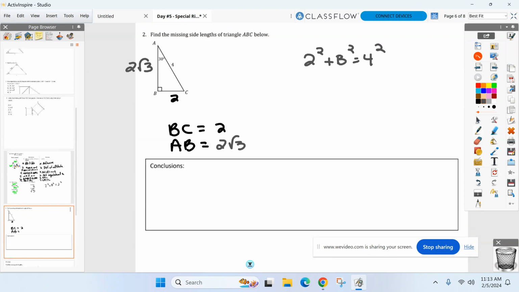All right, now we have two 30, 60, 90 triangles to look at and see if there's a pattern. So under conclusions here, in a 30, 60, 90, we did 45, 45, 90 on Friday. In a 30, 60, 90 triangle, let's see if we can come up with a pattern for the sides.